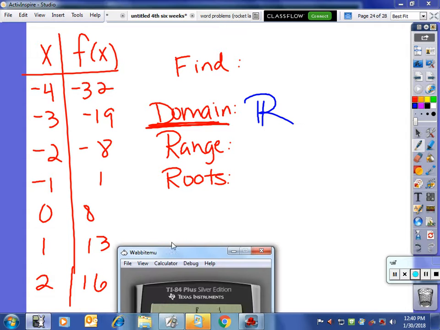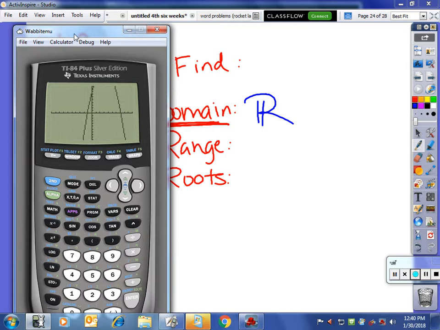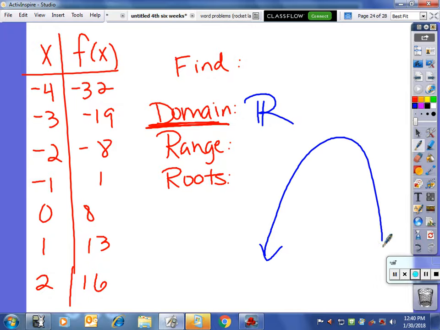Range is a little different. You've got to find the vertex. Very good. And you need to know what kind of parabola you're looking at. This is a frown parabola. The domain goes on forever. The x's, the left and right edges, have arrows. Range is top and bottom. Well, on the bottom it goes on forever, but it does have a top. That's the vertex right there.